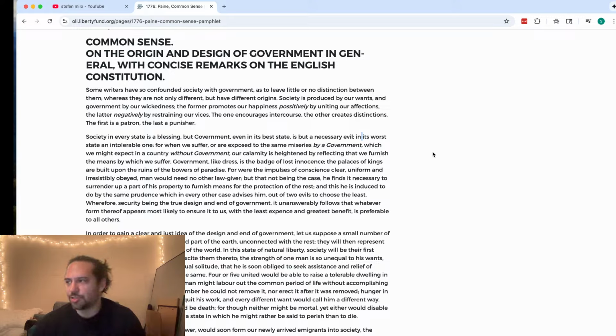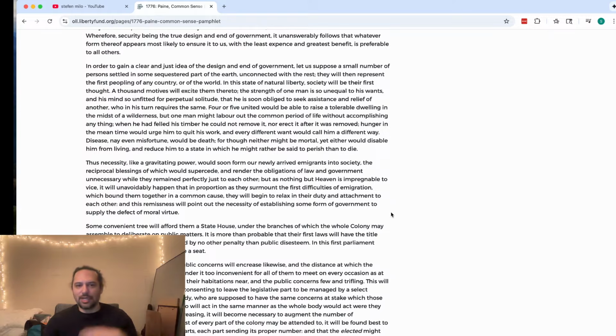So he's basically saying, we need government, but it's really bad when government makes us suffer worse than if it didn't exist at all, right? And he builds this argument. You can just get a sense of the writing. The writing is so beautiful.